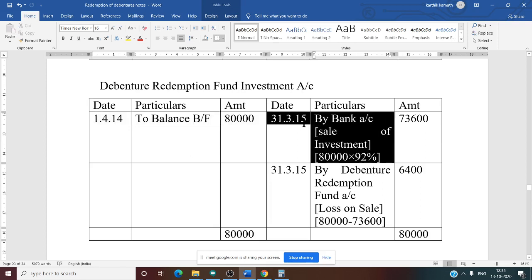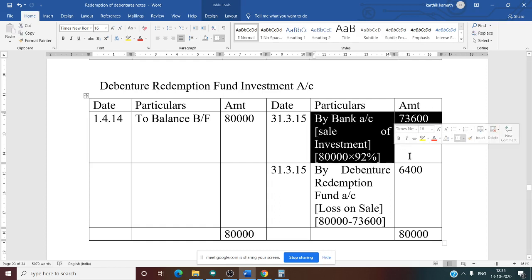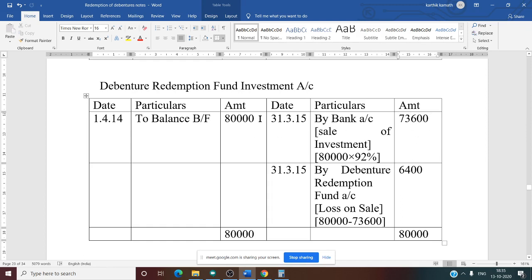On the credit side, there is a sale. I have already told you there is a loss. How is there a loss? 92%. See this. Now the actual amount is 80,000 on the debit side, but sold at 92%. So how to calculate? 80,000 into 92%, you will get 73,600. So this is the sale amount, which is less than the actual amount. Actual amount is 80,000. So what is the loss? You can easily calculate the difference: 80,000 minus 73,600. What is the difference amount? 6,400.